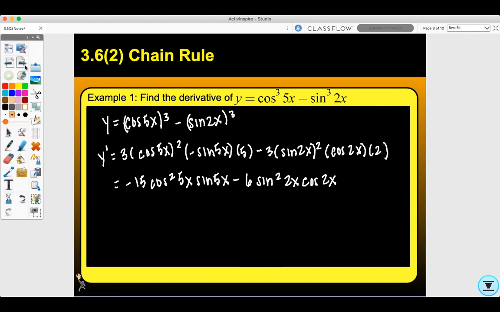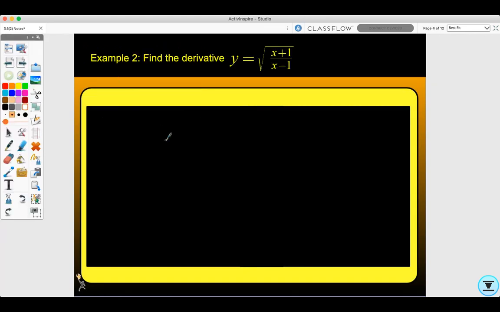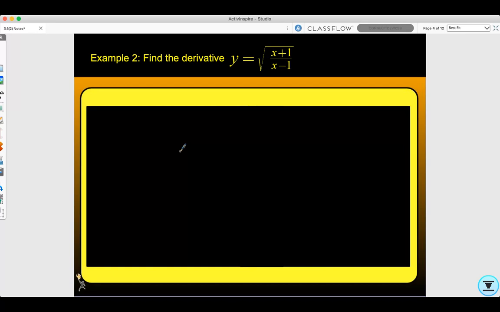So let's go ahead and look at another example. Example 2, find the derivative of y equals the square root of x plus 1 over x minus 1. So we need to remember that this is the same thing as x plus 1 over x minus 1, all raised to the 1/2 power. Because when taking derivatives, we change those roots to powers.